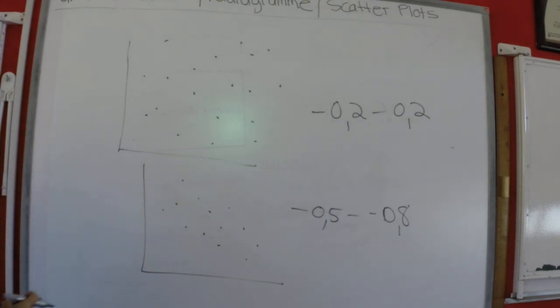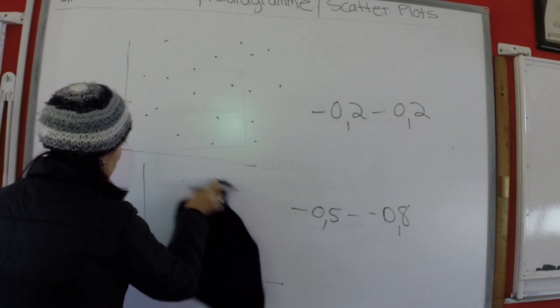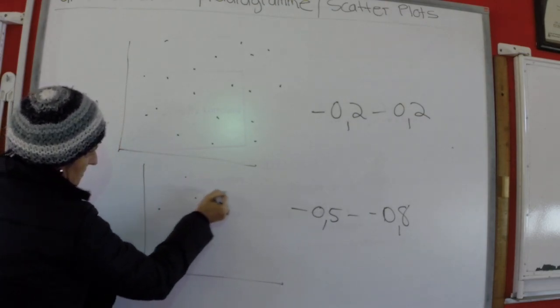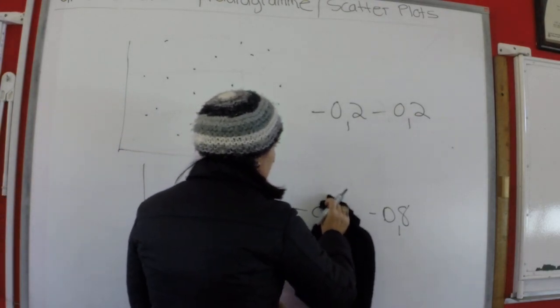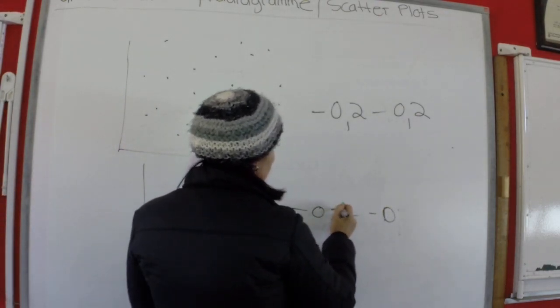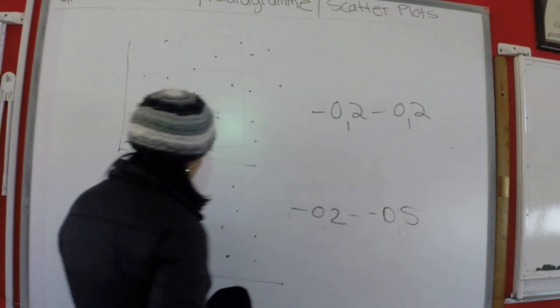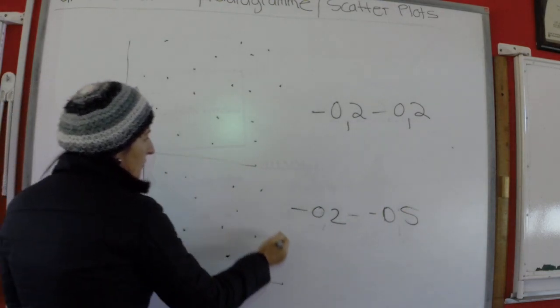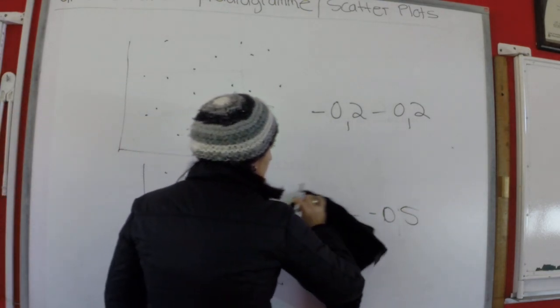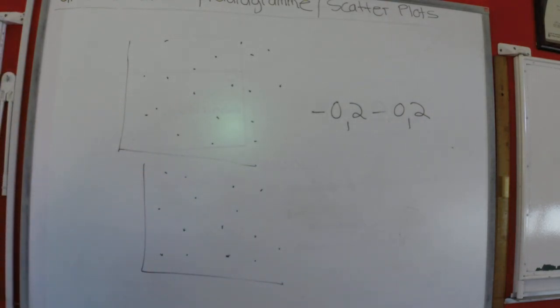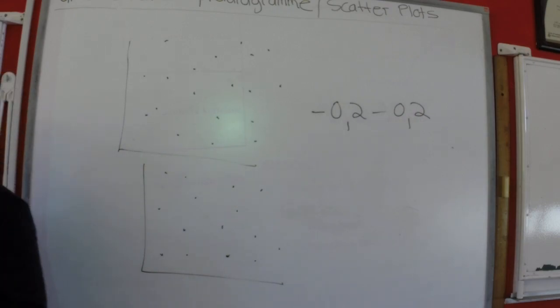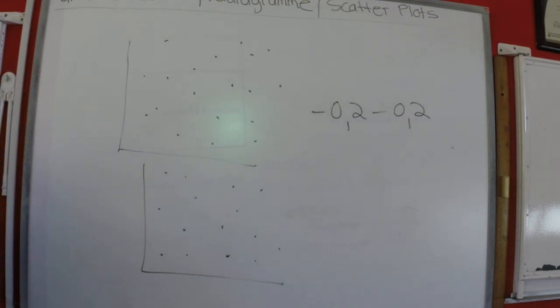Then we're going to have the poor one, something like this. That's between minus 0.2 and minus 0.5. And then we've got the one that's got no correlation, but with minus 0.2 tot 0.2. So let me just quickly show you how to get that R value now with your calculator.